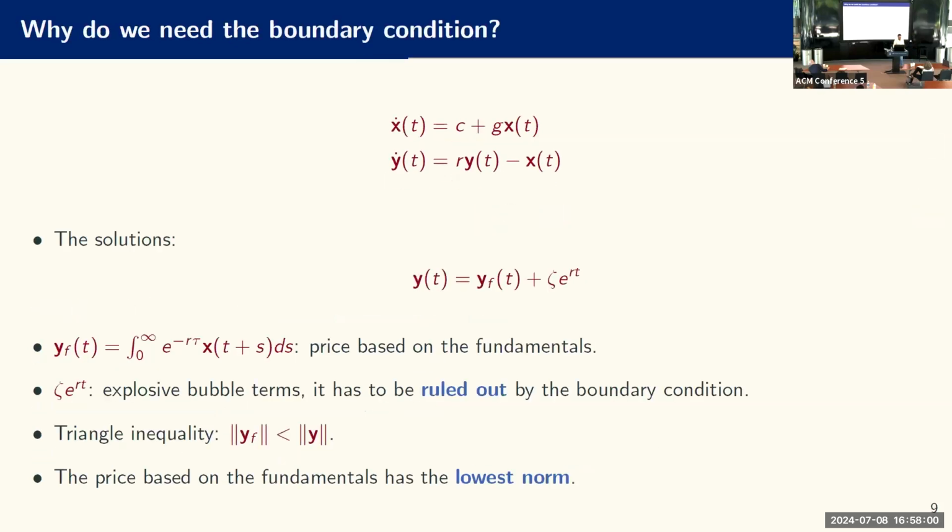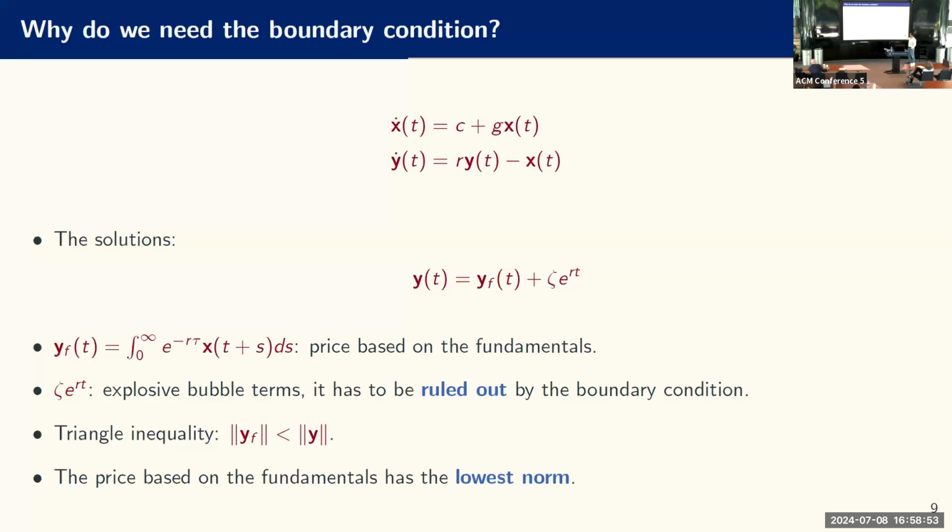So the question is, why do I need that boundary condition? For a second, let's ignore that boundary condition and just look at those two ODEs. The solution of that system of ODEs has 2 elements. F stands for price based on fundamentals, plus this exponential term with a constant zeta. The price based on fundamentals is intuitively just the discounted sum of the dividends you get from now to infinity. That should be the price, right? And this zeta times e to the power rt is the explosive term because r is positive. E to a positive power explodes as t goes to infinity, right? And it needs to be ruled out. We call it a bubble because it doesn't correspond to any economic reality. That zeta is loose. There's no economic condition that pins it down, right?